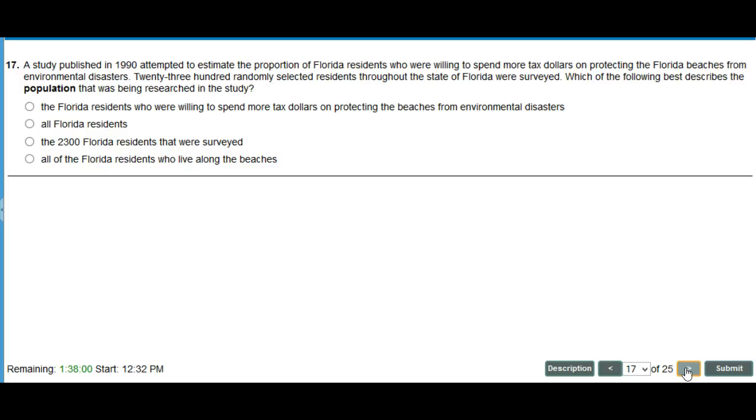The Florida residents who were willing to spend tax dollars on protecting the beaches from environmental disasters. All Florida residents. The 23,000 Florida residents that were surveyed. All the Florida residents who live along the beaches.